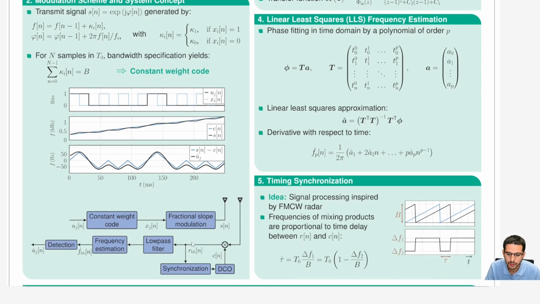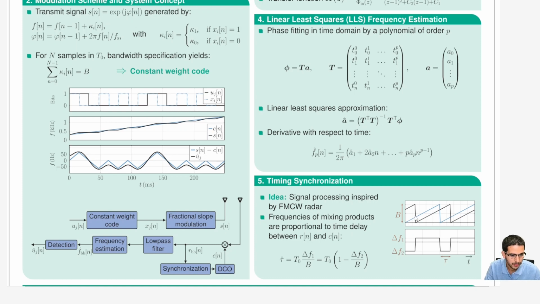As I mentioned before, synchronization is also a very important part of this system, since we need both chirps to be correctly synchronized in order to evaluate the phase difference correctly, where the information is modulated. So for this kind of synchronization, we had an idea inspired by traditional FMCW radar signal processing, as you can see here. The way it works is the frequency difference between these two chirps, in this case the blue one and black one, is proportional to the delay between the both of them.